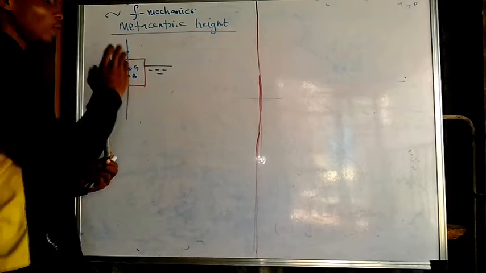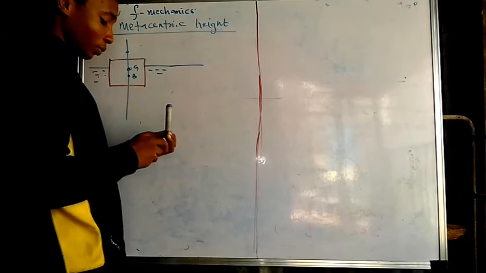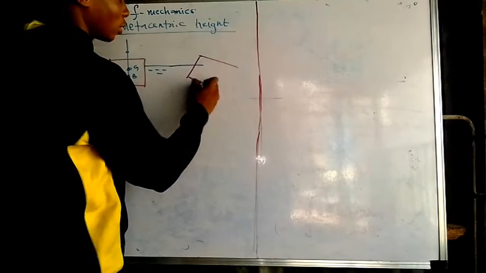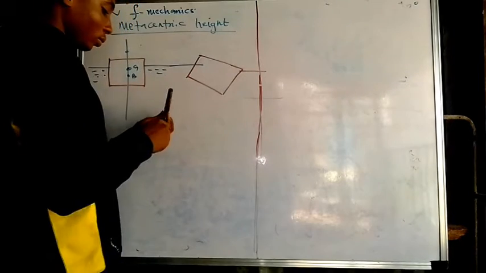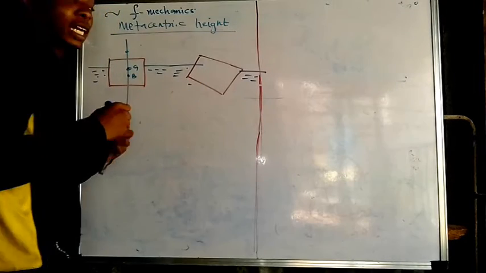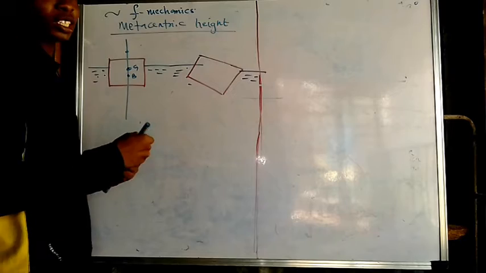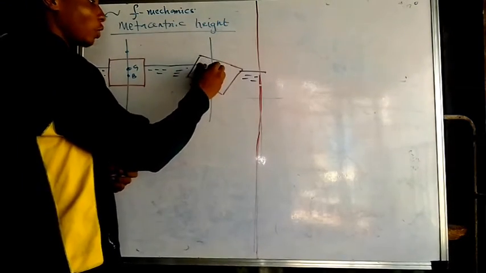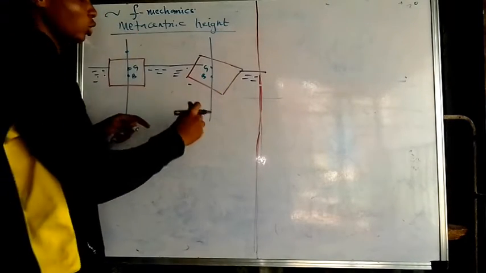So, for example, we assume the body is given a slight displacement. Now, when the body is given a slight displacement, don't forget this line of symmetry. It's called the center line. Let's call it the center line, which passes through my center of gravity and my center of buoyancy, just like this.